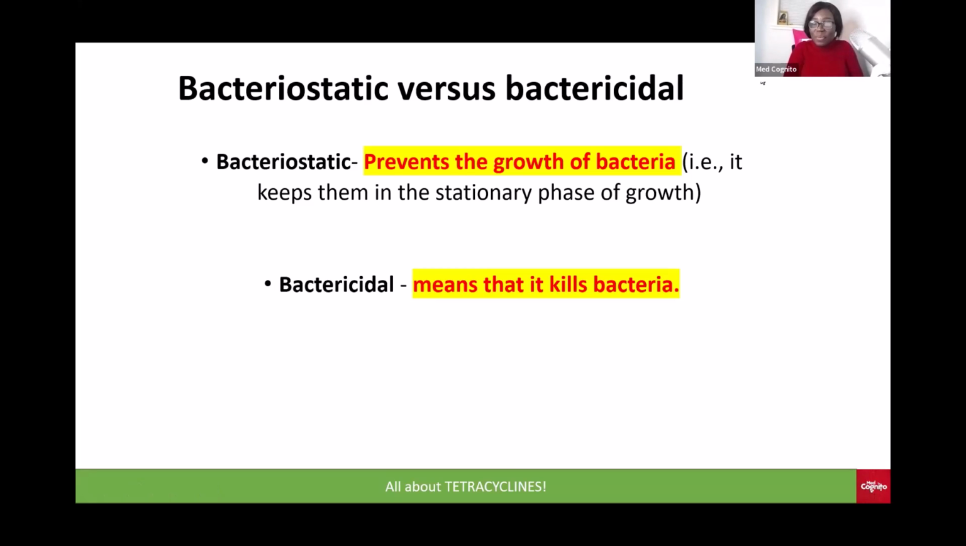Can somebody drop it in the comment? If something is bactericidal, what will it do? Bactericidal will kill the bacteria. It will kill the bacteria.